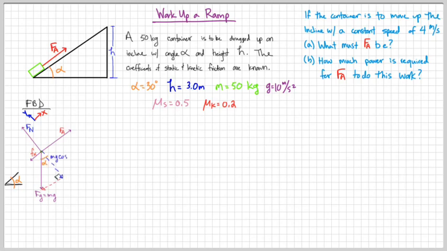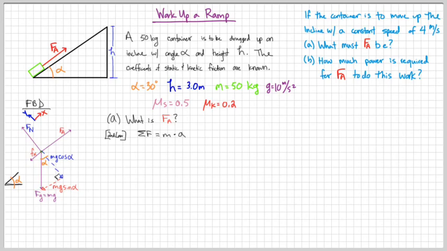Here are the components of my gravitational force vector. I have mg cosine alpha. That's the component that's adjacent to my angle alpha, and that is directly opposed to my normal force. It's in the opposite direction of the normal force. Then I also have mg sine alpha, which is the component of gravitational force down the ramp, or parallel to the ramp. Part A is looking at what Fa is going to be if you're going to get it to move at a constant speed up the ramp.